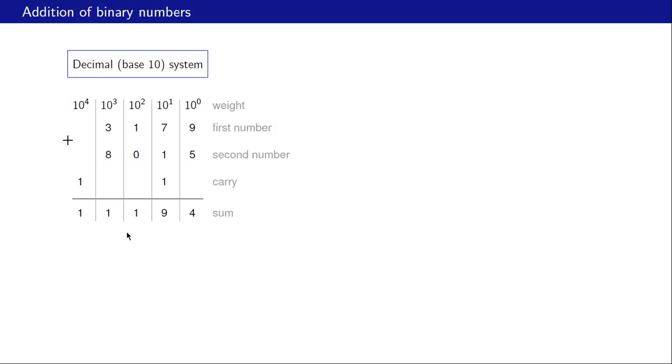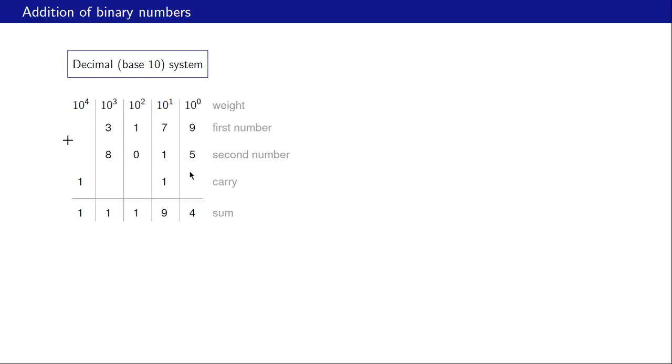We will now discuss addition of binary numbers. But let's start with the decimal or base 10 system first, because we are already familiar with addition of numbers in this system. And then we will see the parallels between the base 10 system and base 2 system. So here is an example, 3179 plus 8015. How do we go about adding these two numbers?